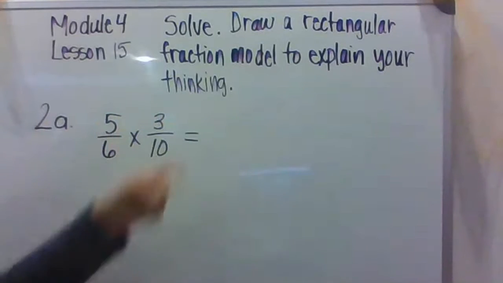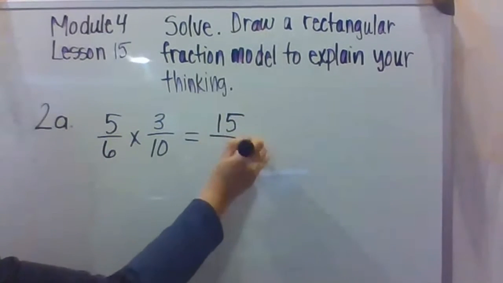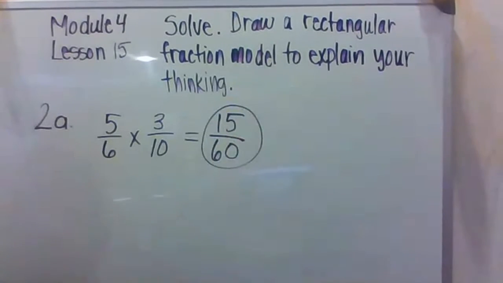Just multiply straight across. 5 times 3 is 15. 6 times 10 is 60. That would be a good answer. You're done. Okay. Let me show it this way as well.